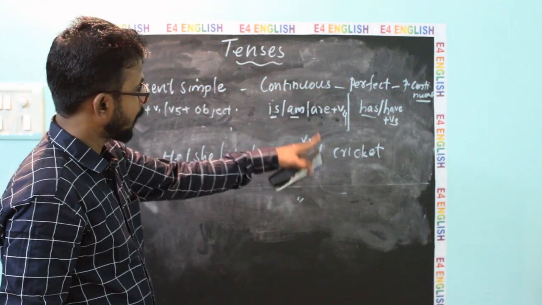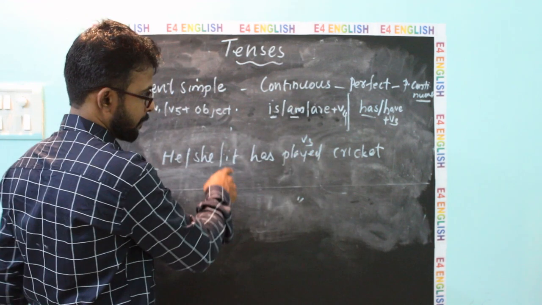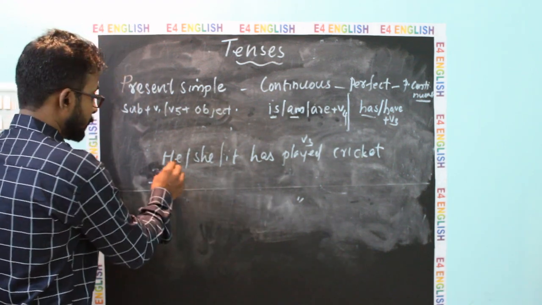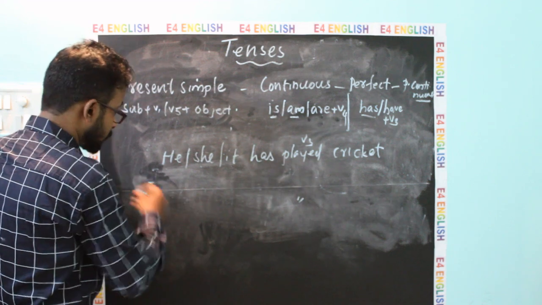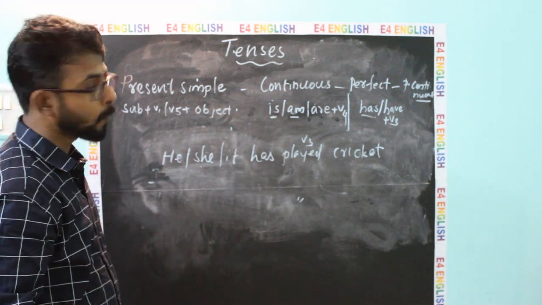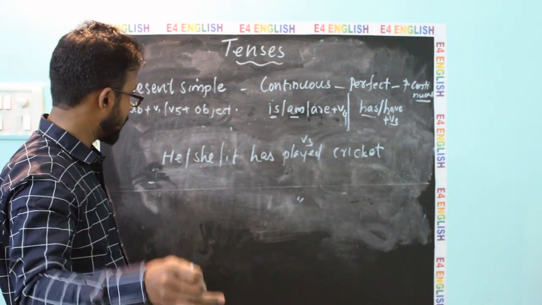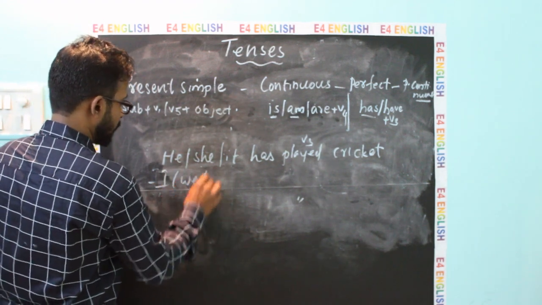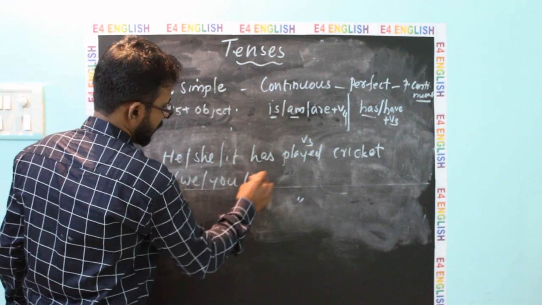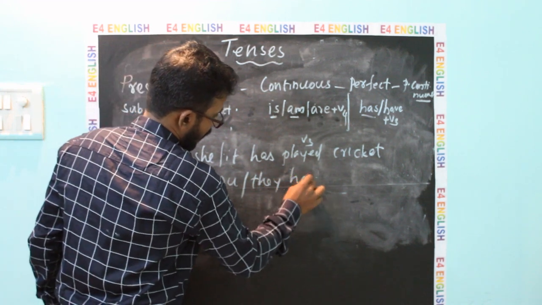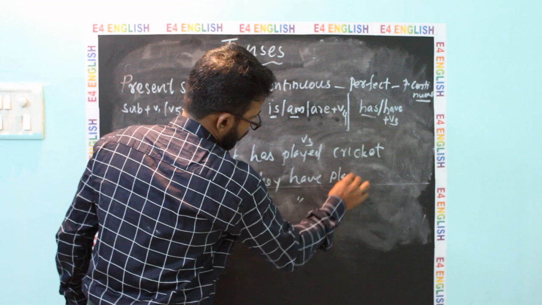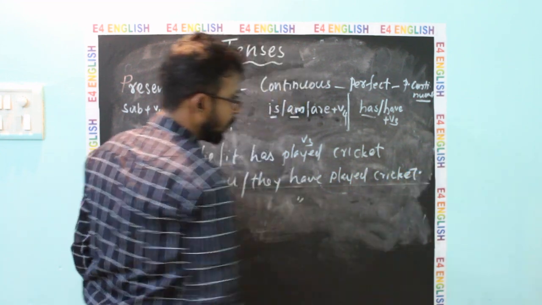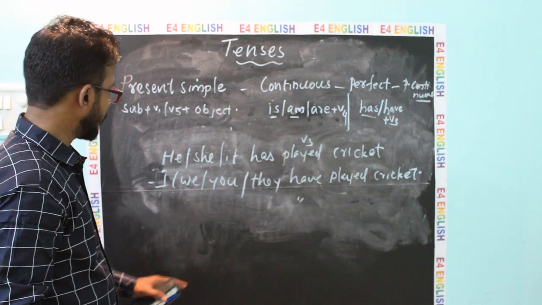So has or have plus V3. Okay. Then with third person singular we will use has, has or have V3. Then with all the remaining subjects, I, we, you, they, have. I, we, you, they have played cricket. Okay. So once again let me explain.